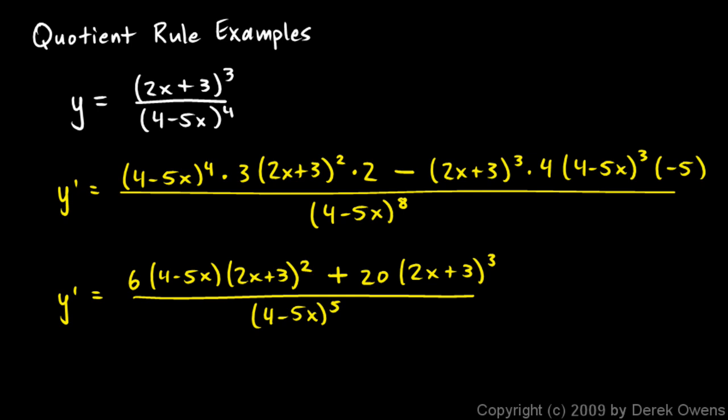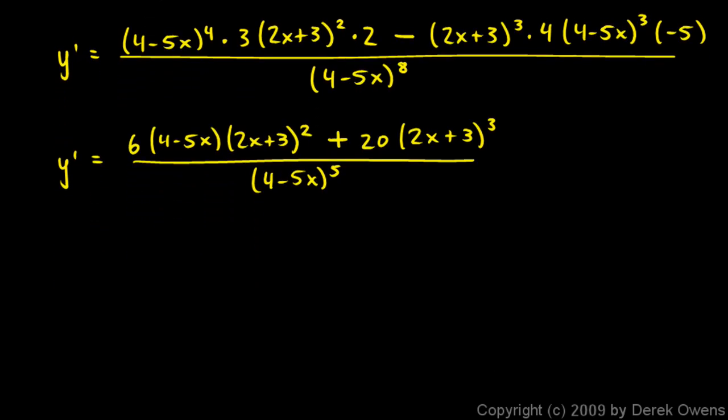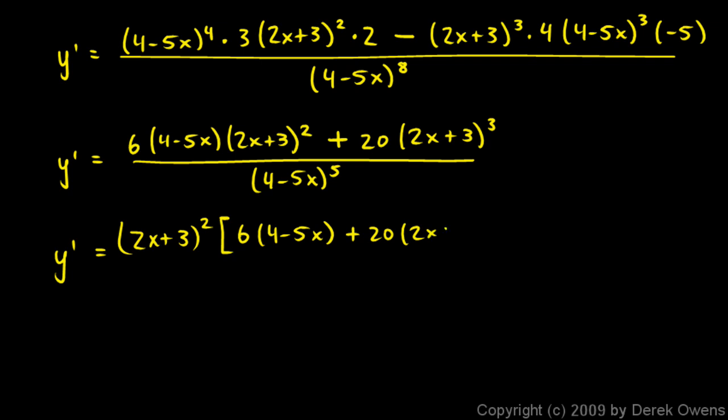Now, unfortunately, we're not done. There's more that can be factored out here. You might have noticed (2x plus 3) squared and a (2x plus 3) cubed. So let's get that out. And what's left will actually simplify. So I'm going to factor out the (2x plus 3) squared, and that leaves me with 6 times (4 minus 5x) plus 20 times (2x plus 3). And of course, all this is still over (4 minus 5x) to the fifth.